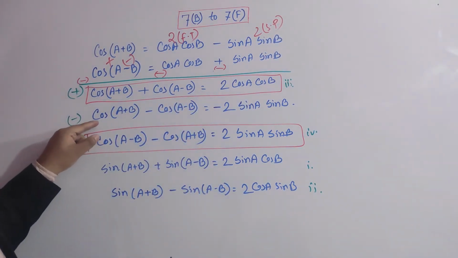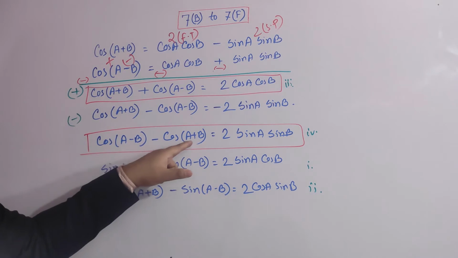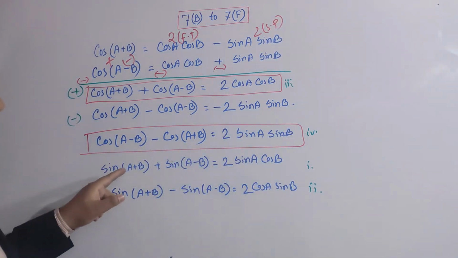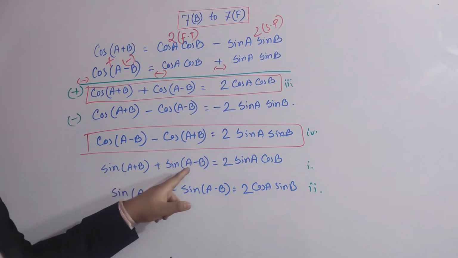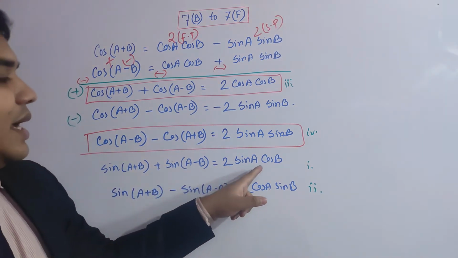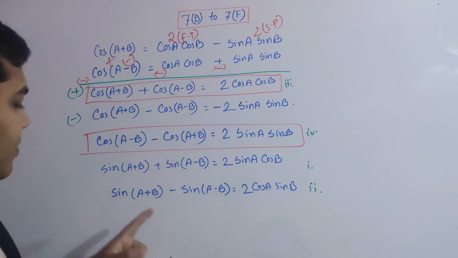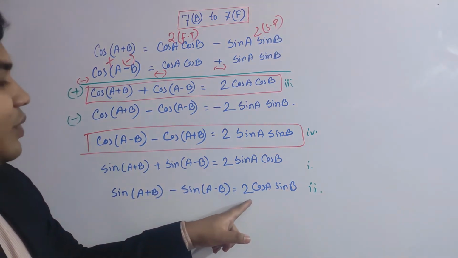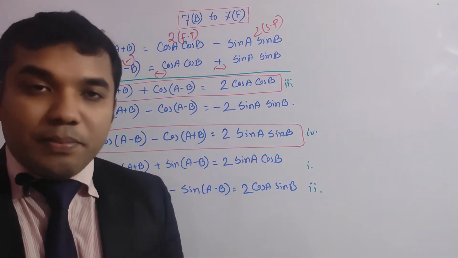Here, cos of A minus B minus cos of A plus B is 2 into sin A sin B. Here, sin of A plus B plus sin of A minus B equals 2 into sin A cos B. Sin of A plus B minus sin of A minus B equals 2 into cos A sin B.